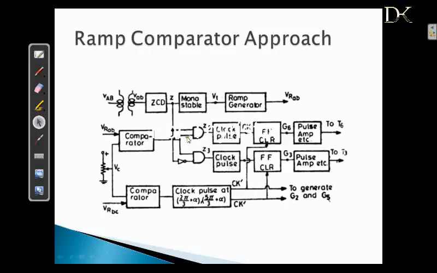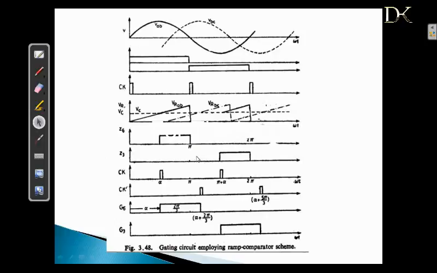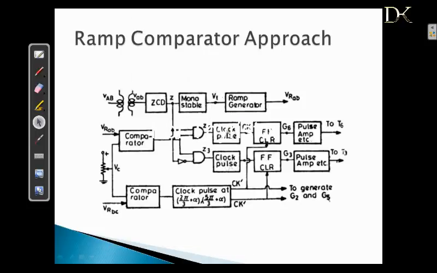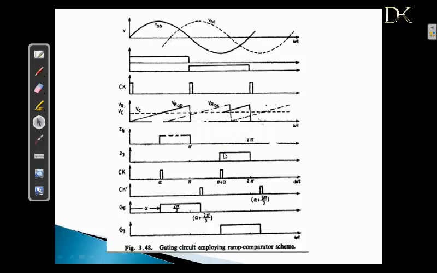So using this logic, we basically get Z6 and Z3. Here are Z6 and Z3. The ramp voltage is compared with the DC voltage, which is basically the control voltage. At the rising edge of each of these two pulses, small clock pulses are produced using monostables. That is, the corresponding clock pulses are generated.